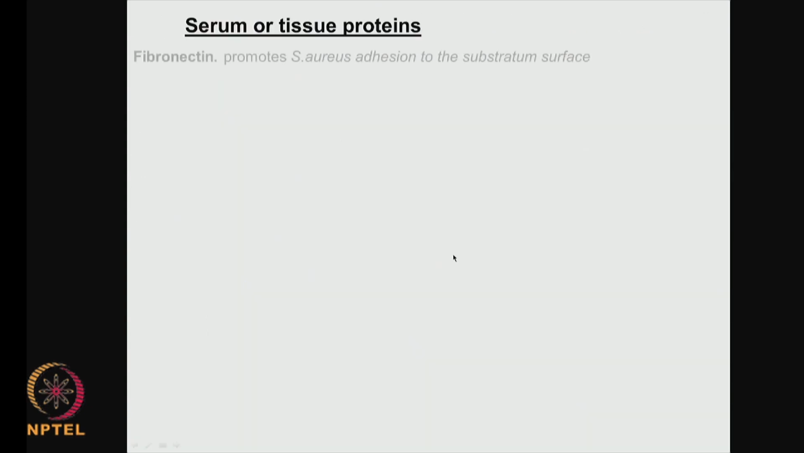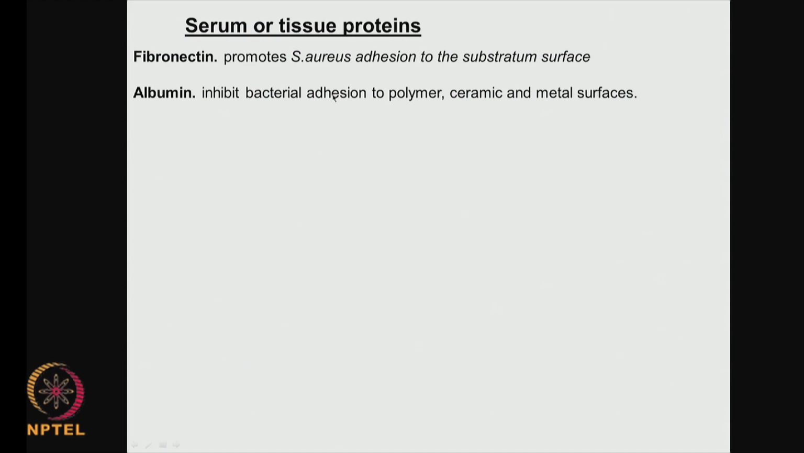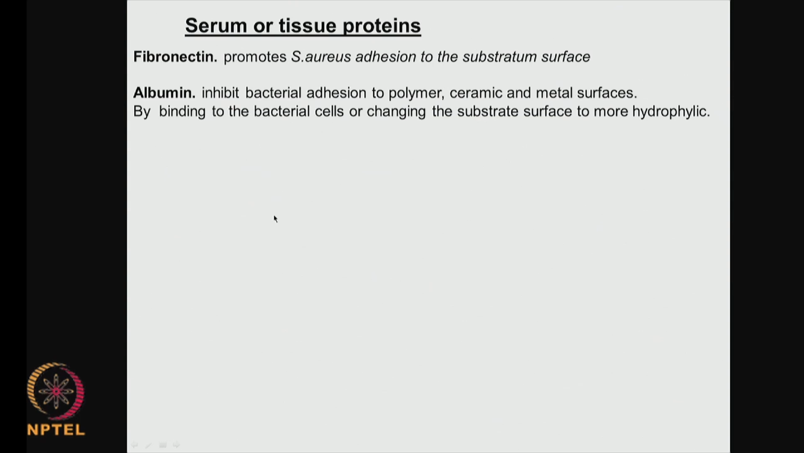So, if you look at serum or tissue proteins, there are many proteins like fibronectin, which promotes Staphylococcus adhesion to the substratum surface. We have albumin, which inhibits bacterial adhesion to polymer, ceramic and metal surfaces, because blood will contain all these proteins, by binding to the bacterial cells or changing the substrate surface to more hydrophilic. So, if you have albumin, it will inhibit bacterial adhesion, whereas fibronectin promotes Staphylococcus aureus adhesion, because albumin is very hydrophilic. So, when the surface becomes hydrophilic, then bacterial adhesion is reduced.